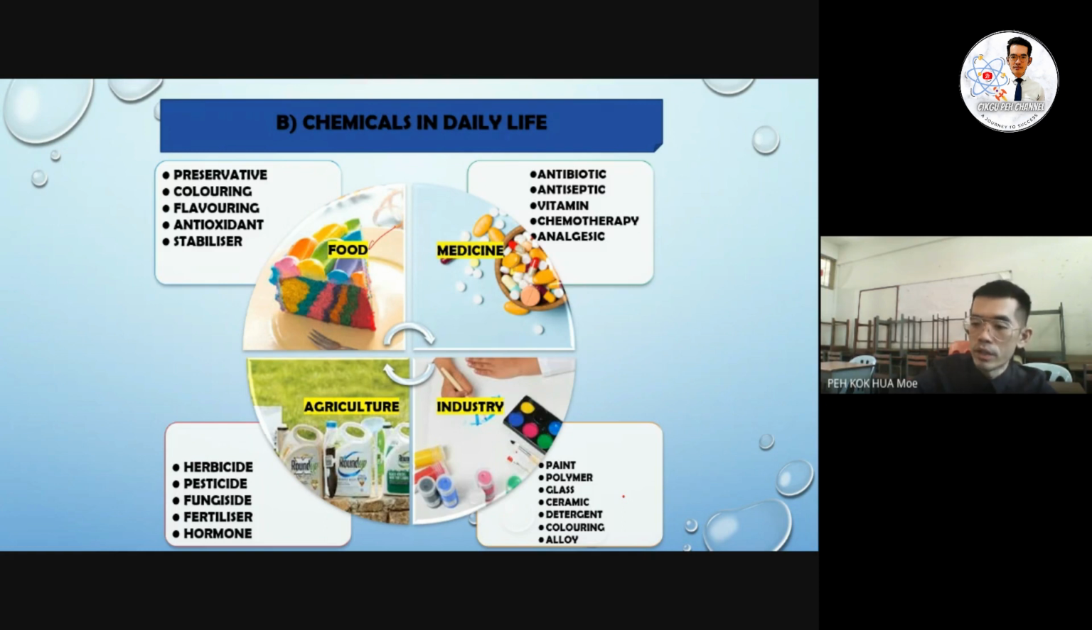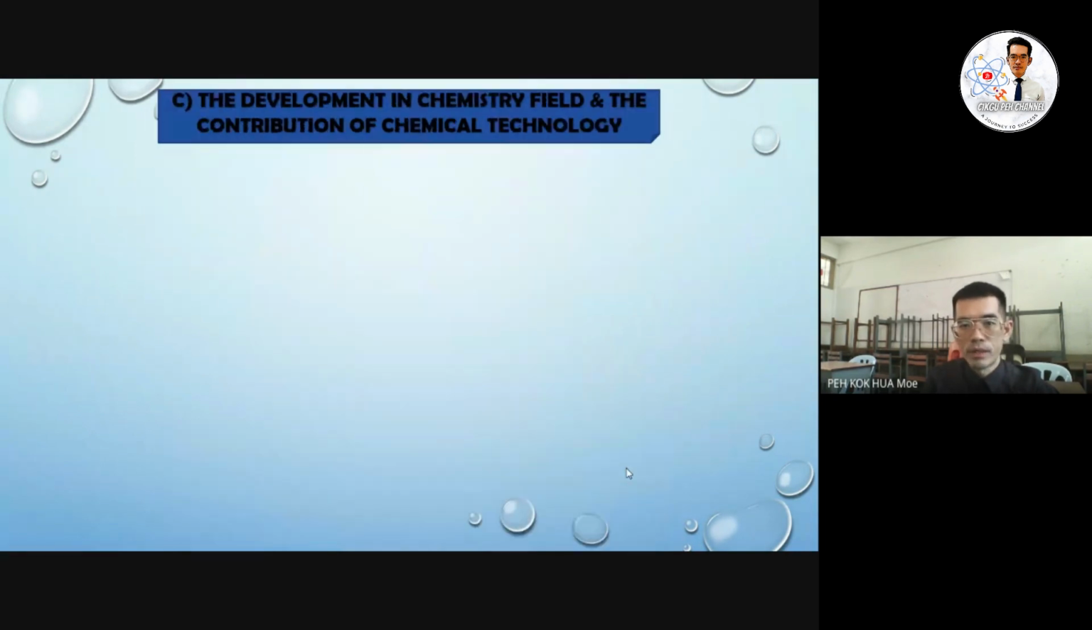For alloy, basically you just need to know that currently alloy is made up of two or more types of metal or carbon. So this is the chemical we are using in different fields in our daily life. So the next will be the development in the industry field, the contribution of chemical technology.